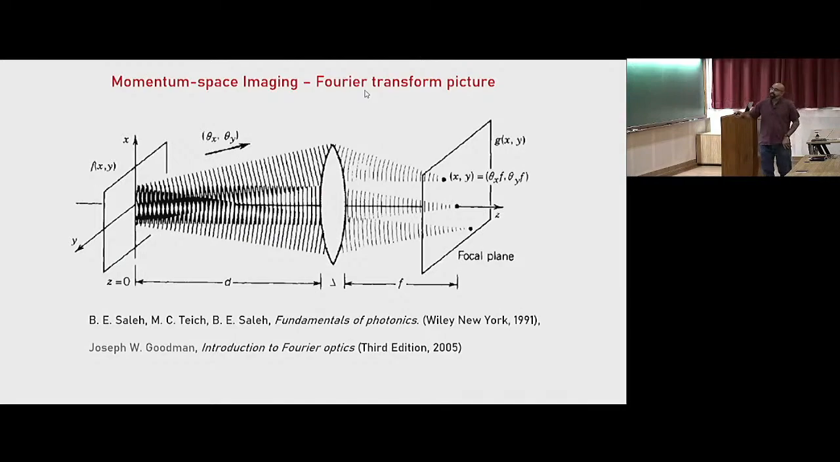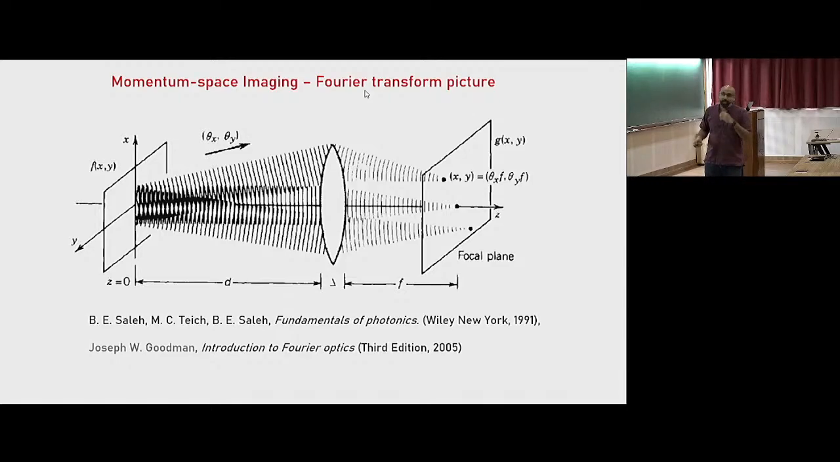One of the things which is very fundamental to understanding momentum space imaging is this concept of the Fourier transform picture of a lens. This is something you would probably come across in various textbooks, including probably one of the best, in my opinion, Goodman's book, where you look at this particular plane, which is the object plane, and you ask for a particular angle of the emission from that object plane, what is the signature you get in the K plane.